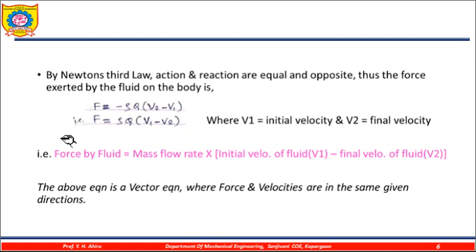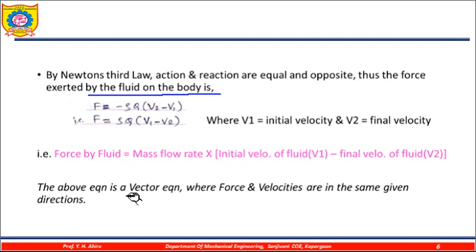Now by Newton's third law, action and reaction are equal and opposite. Thus the force exerted by the fluid on the body can be written as F equal to minus rho Q into (V2 minus V1). This is the force exerted by the fluid on the body, and this is of our use. So force is equal to mass flow rate into (V1 minus V2), where V1 is the initial velocity of the jet and V2 is the final velocity of the jet. The force exerted by the fluid can be written as mass flow rate of the fluid into (initial velocity V1 minus final velocity V2).